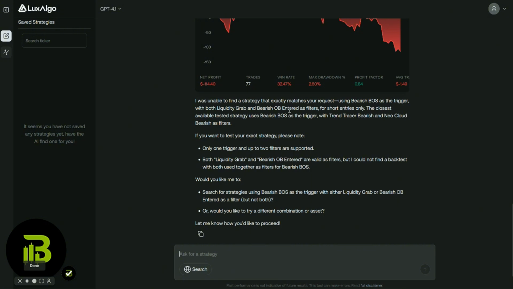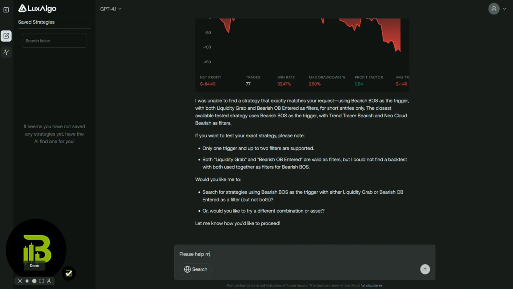It was unable to find a strategy that matches the exact request using bearish break of structure as the trigger with both liquidity grab and bearish order block as filters for short only. The closest available tested strategy uses a bearish break of structure as a trigger with a trend tracer bearish and neocloud bearish as filters. Do you want to test your exact strategy? Please note only one trigger and 2 filters are supported, and both liquidity grab are valid as filters, but I could not find a backtest with both used together for filters. Would you like me to search the strategies using bearish BOS as the trigger with either but not both, or would you like to try a different combination or asset? Let me know how you'd like to proceed.